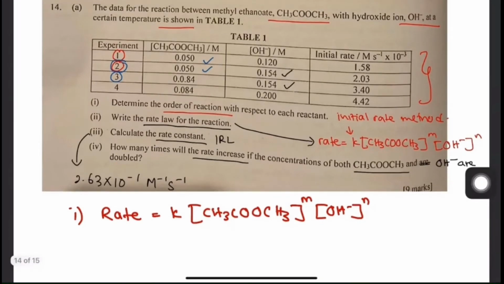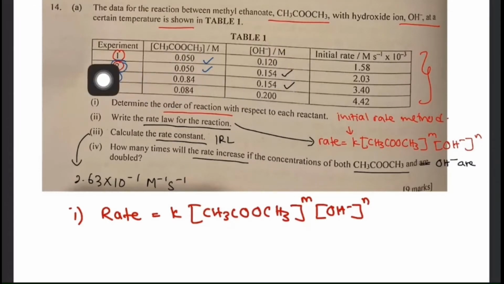So next, what we are going to do, we are actually going to compare, right? Even before we do calculation, because this is a 9-mark question, you have to show calculation, right? Can you see that you have to first choose which 2 experiments you are going to use? So make sure you choose experiments that have one of the concentrations constant and the other one changing. So I'm going to choose experiment 1 and experiment 2 because in these experiments, I'm having the concentration of CH3COOCH3 constant, whereas the concentration of OH minus is increasing.